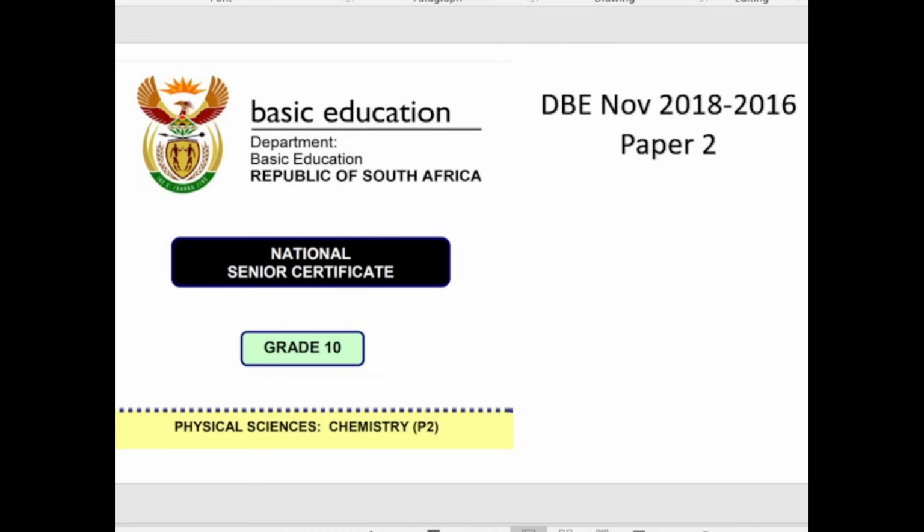Hello grade 10s, today we're going to look at some past paper practice for physical sciences chemistry, and in particular we're going to be focusing on the kinetic molecular theory and heating curves. You can see here that I got these papers, National Senior Certificate papers from the Department of Basic Education, and they are papers ranging from around November 2018 back down to November 2016.